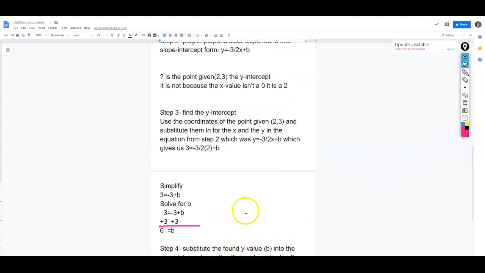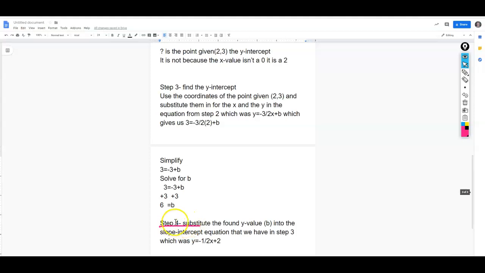All right, how are you feeling? Okay, and then step 4, substitute the found y value, which was our b, into the slope-intercept equation that we have in step 3. So step 3, our slope-intercept equation was y equals -3/2 x plus b. And now we know that b is equal to 6.